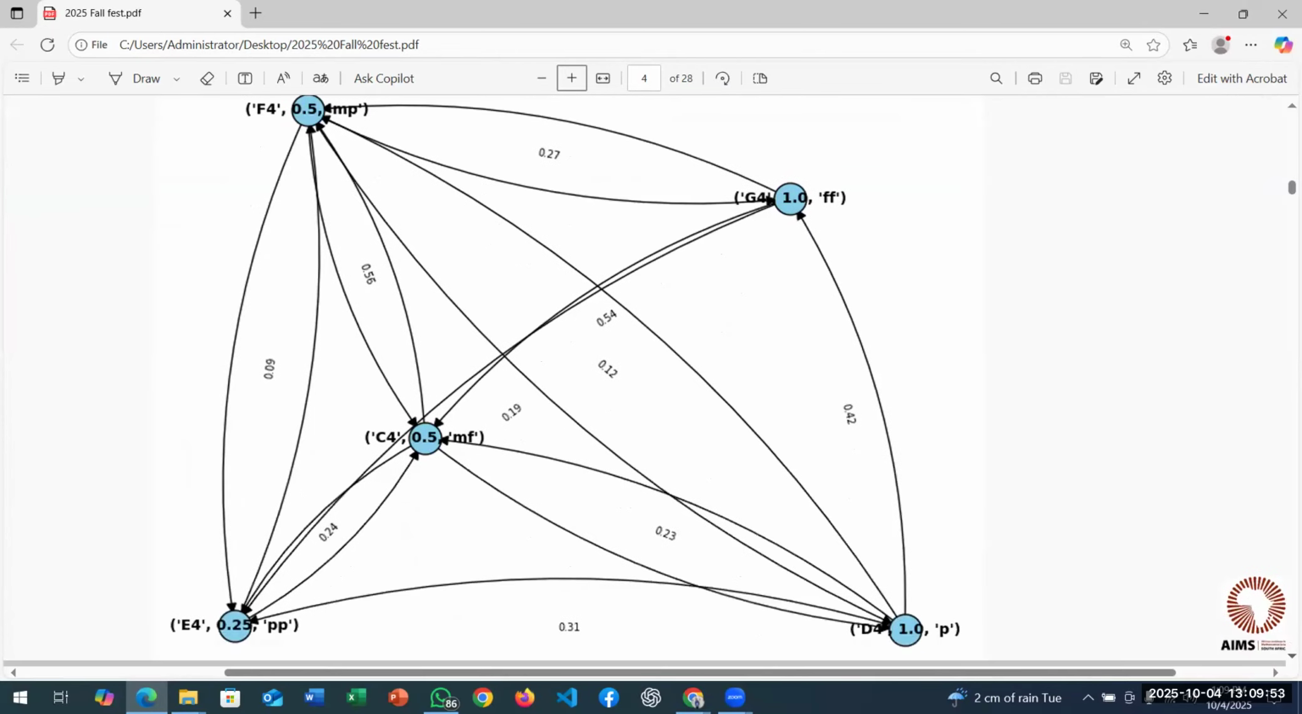I hope you can see it clearer now. Each node is representing the tuple of note, duration, and intensity. And if you look at the edges, here we have different weights. They are telling us the probability. This is a weighted musical graph in such a way that each edge is weighted.